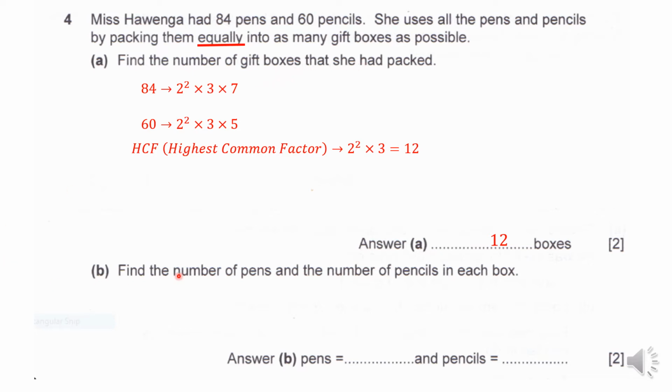Okay, so the number of pens and number of pencils, so you got to use that 12 into 84, that 12 into 60 in order to find each one. So pens will be 7, 84 divided by 12. For pencils, it will be 60 divided by 12, which is 5. All right, so that was the correct answer for that particular question.